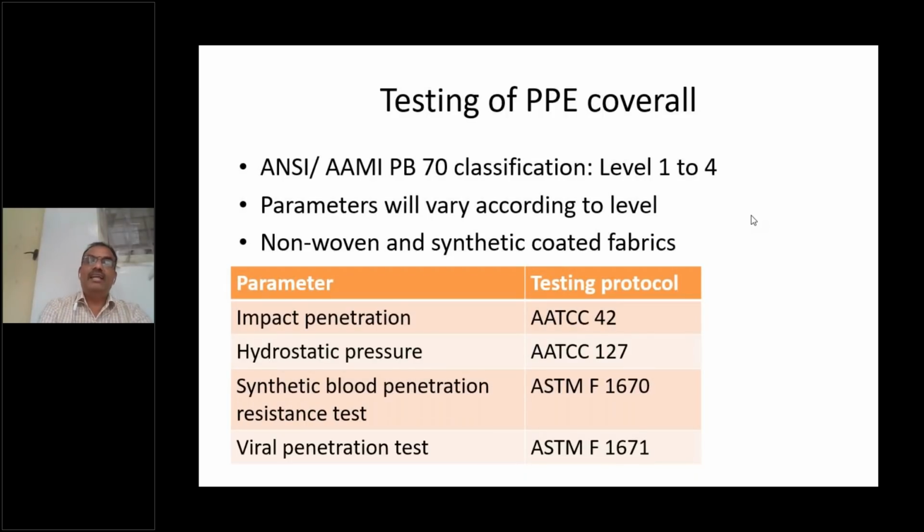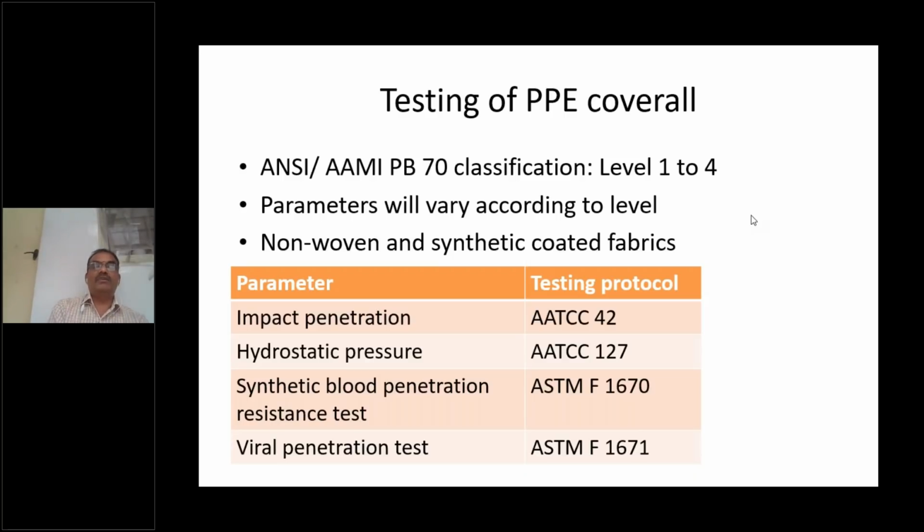So where the levels, for example, you take level 1, the value of hydrostatic pressure would be comparatively lower, and in level 4, they will ask for a still higher pressure. That means the fabric has to withstand. So here comes the role of the coating of the fabric and the role of the GSM of the fabric. Now if you compare a 50 GSM and a 90 GSM fabric, obviously this pressure can be managed only by a thick fabric like 90 GSM fabric.